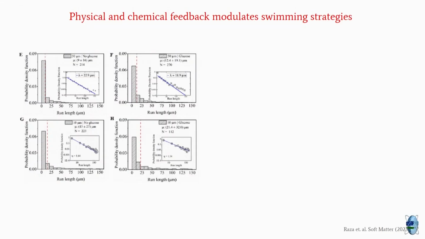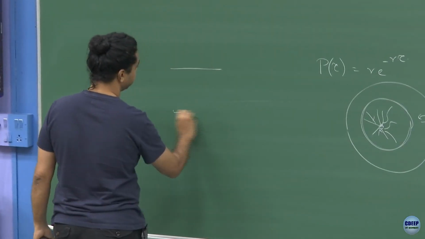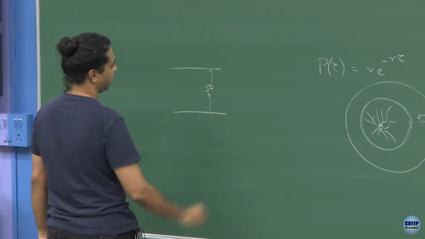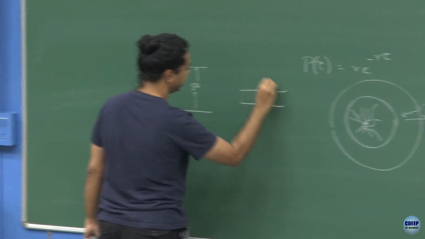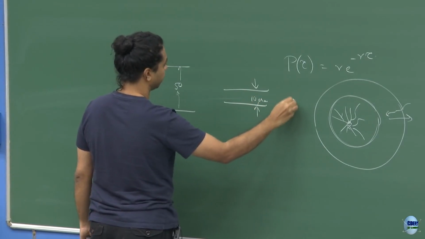Like I said, these swimming strategies are not set in stone. Depending on different chemical or physical feedback, you can modulate these swimming strategies. So for example, let me show. This is an E. coli swimming in some sort of a micro channel, which is of 50 micron width. Then you put it in a very narrow channel, which is of 10 micron width, and you put some sort of chemical source.